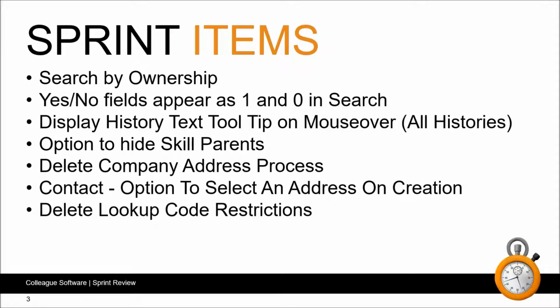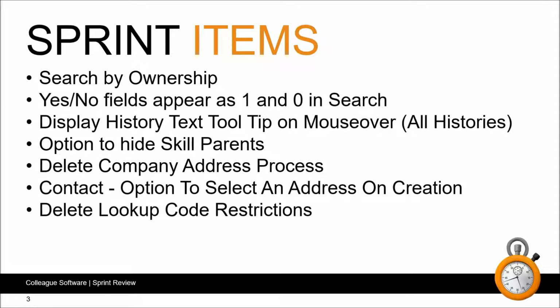Looking at the high level items to explain further, in this sprint we've added the option to search by ownership. We've addressed an issue which resulted in yes/no fields appearing as ones and zeros in the search results. A tooltip which displays the history text on mouse over has now been deployed to all history tabs. There is now an option to hide skill parents, which we'll go through in the demo.